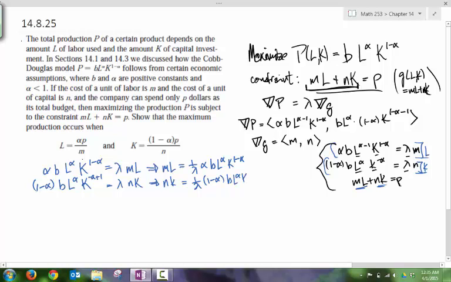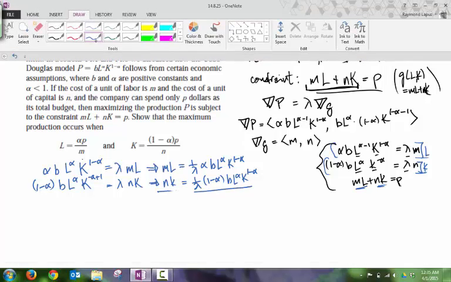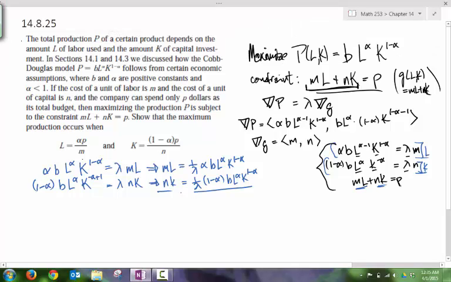And you see, one neat thing about this is that they all have common terms, and so when we're going to add this, this is going to be our next step, we will add this, and then we got ml plus nk. Let me write that over here: ml plus nk is actually our constraint p. And so we're going to add this side.